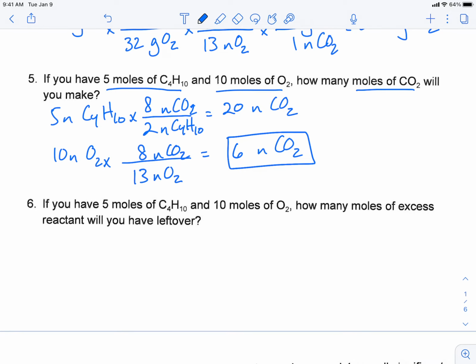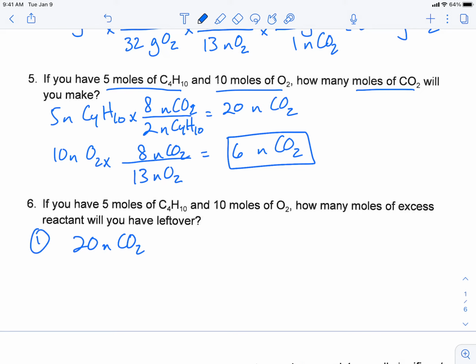Number 6 is an extension of number 5. It asks us how many moles of excess reactant will you have left over. So what we know is that since the smaller amount of carbon dioxide, smaller amount of product came from the oxygen, oxygen is our limiting reactant, therefore the C4H10 is the excess reactant. So we need to figure that out, and there's multiple ways of doing this. What students tend to like to do is take our products that we calculated there and subtract them.